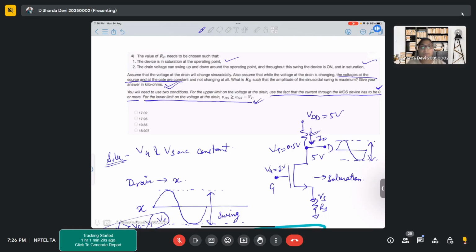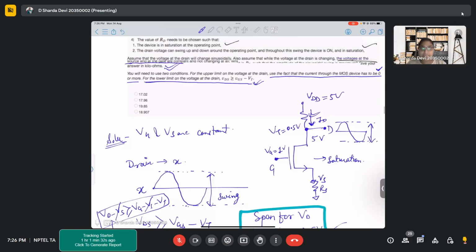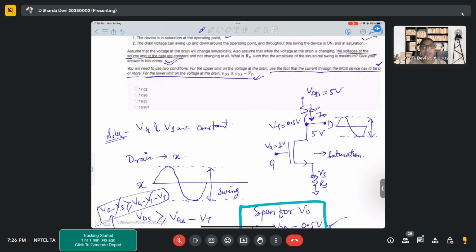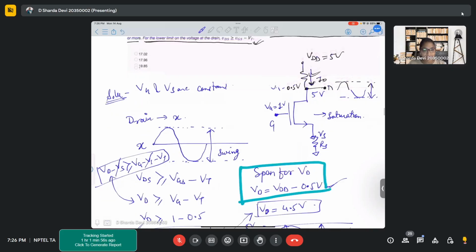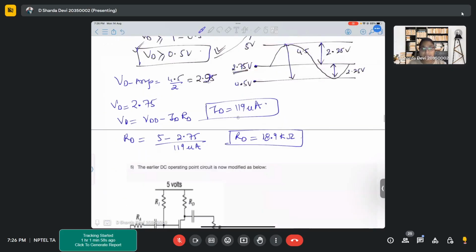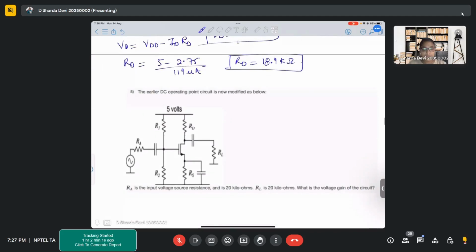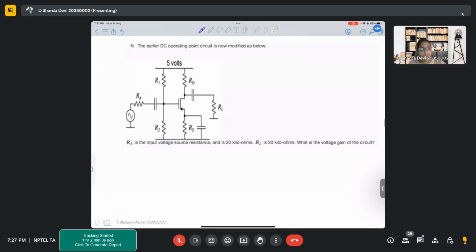So ma'am, is the lowest limit 0.5 volts in this question? Yes, okay, 0.5 volts. So you can have your drain voltage from 0.5 volts all the way till 5 volts. That is what was meant by these particular lines, and that's why we have used our swing also from 0.5 to 5 volts. Okay? Yes, ma'am. Thank you. Okay. Any other questions? Okay, let's move on to the next problem.